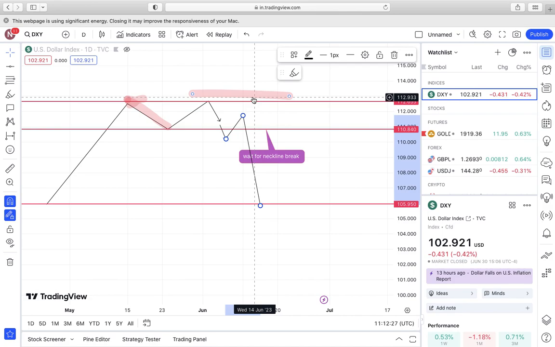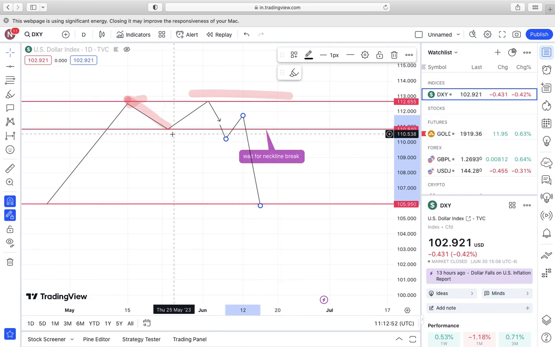Now, for you to be safe when you are trading a double top with a neckline, stop loss must be above the resistance zone for you to be very safe. Then where are you targeting? Once it breaks the neckline, the market will always go to the previous demand zone, which is the support zone.